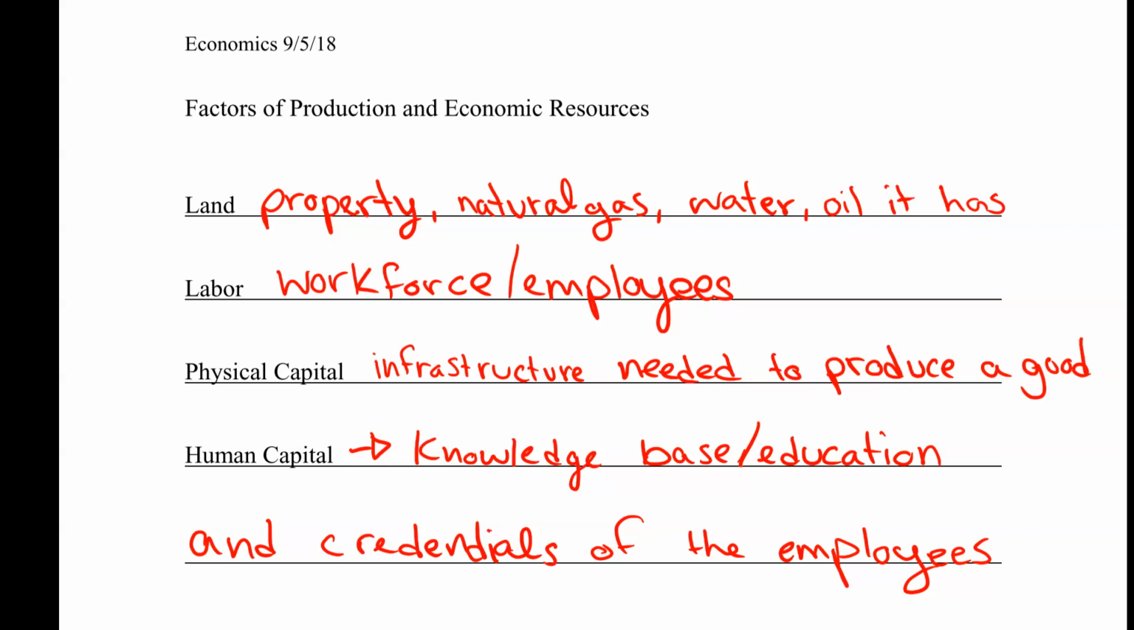Our physical capital is going to be the infrastructure, so the actual machines and buildings that we have devoted to making the good. And human capital refers to the knowledge base of your employees. So as you increase your human capital, you can perhaps increase your speed of innovation. If you have more knowledgeable people, perhaps you can advance your technology faster.